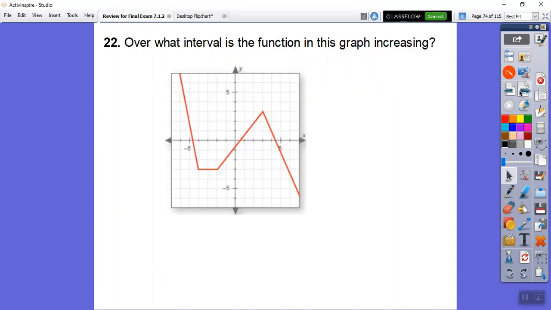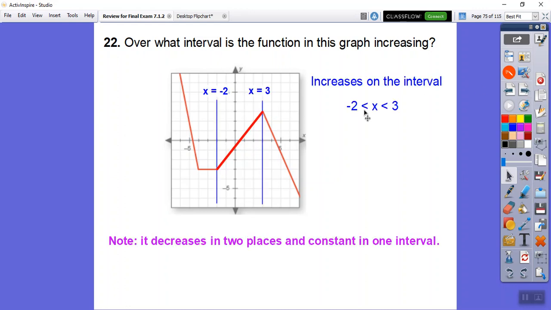Okay, let's keep going. On what interval is the function of this graph increasing? It's increasing only right here, from x equals negative 2 to x equals positive 3. So that's the increasing.